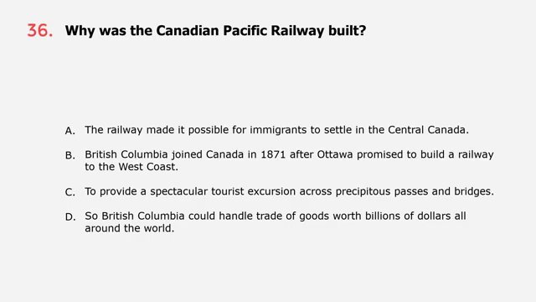Question 36. Why was the Canadian Pacific Railway built? A. The railway made it possible for immigrants to settle in central Canada. B. British Columbia joined Canada in 1871 after Ottawa promised to build a railway to the west coast. C. To provide a spectacular tourist excursion across precipitous passes and bridges. D. So British Columbia could handle trade of goods worth billions of dollars all around the world.